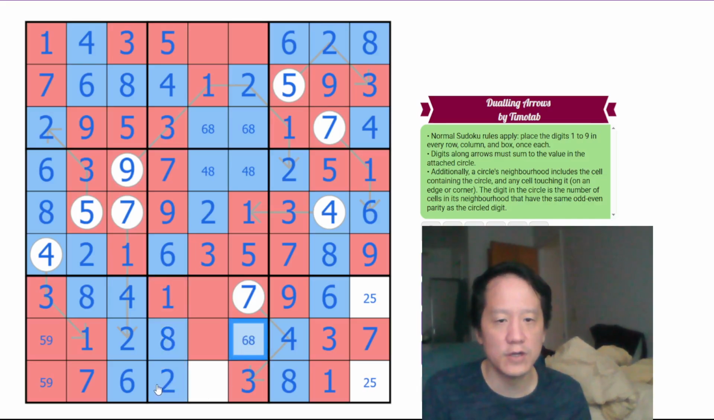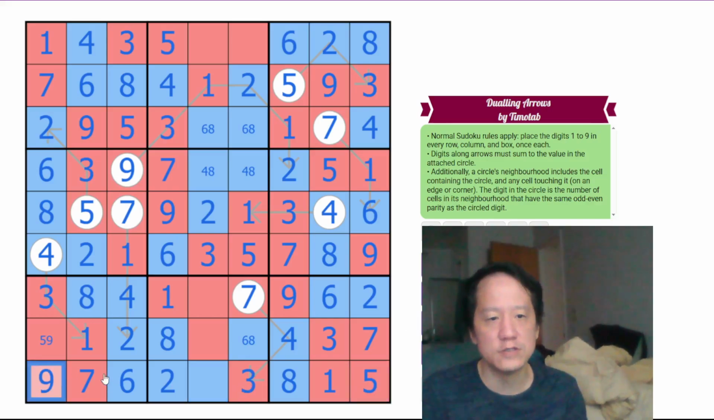That means this 2 means this can't be 2, so this is 5, this is 2, which makes this even, and this an odd. We now have 5 odds in row 9, so this is even. Therefore, this 5 eliminates 5 here, so this is 9 and 5.